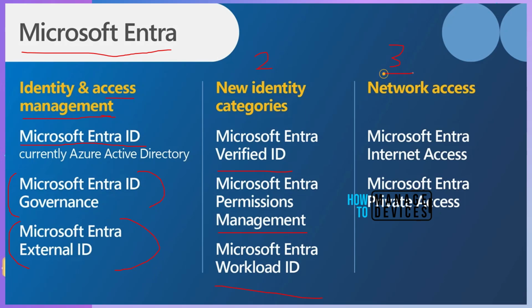And the third category of the Microsoft Entra product is network access. Mainly there are two kinds of network access. One is internet access and the other one is private access. Internet access basically means publicly available applications, etc. Private access means private applications or websites which are available only for a specific enterprise or group of users. So Microsoft Entra has a solution for secured network access using these two features: Microsoft Entra Internet Access and Microsoft Entra Private Access.